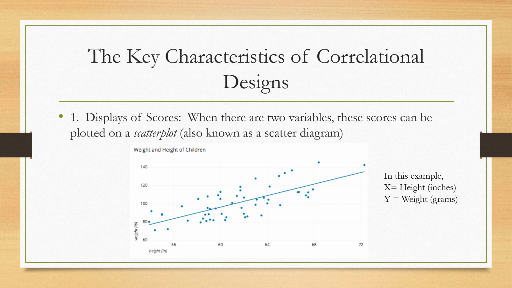The scores are typically identified as X and Y. So, for example, if a researcher were investigating the relationship between height and weight, as seen in the image here, height is located on the X-axis and weight is located on the Y-axis. This data was easily collected by measuring a child's height in inches and measuring a child's weight in grams. The data for each individual was then plotted on a graph. A dot on the graph is a representation of one individual's weight and height.